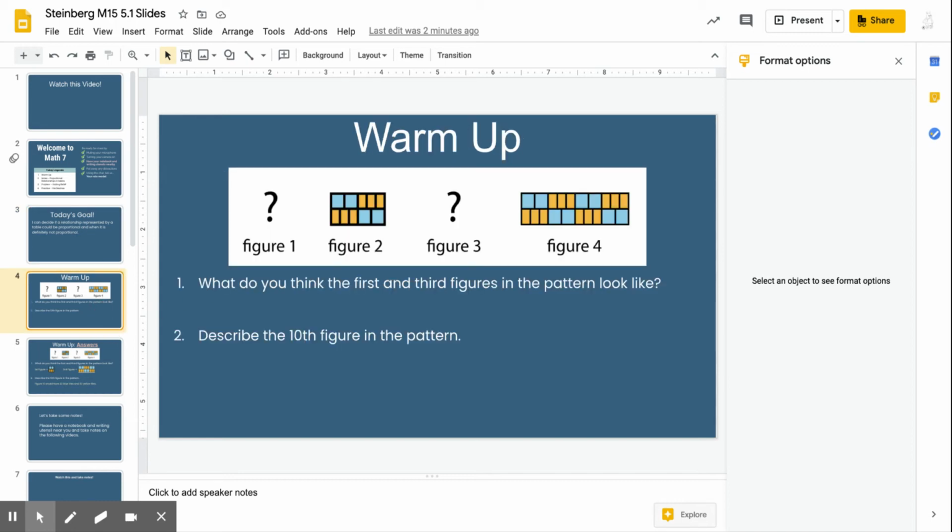So the first piece you're going to start with is a warm-up. You're going to look at these figures here, and they give you figure 2 and figure 4. And the question is, what do you think the first figure and the third figure look like? So draw that out in your notebook today and picture what that would be, as well as describe the 10th figure in this pattern as well.